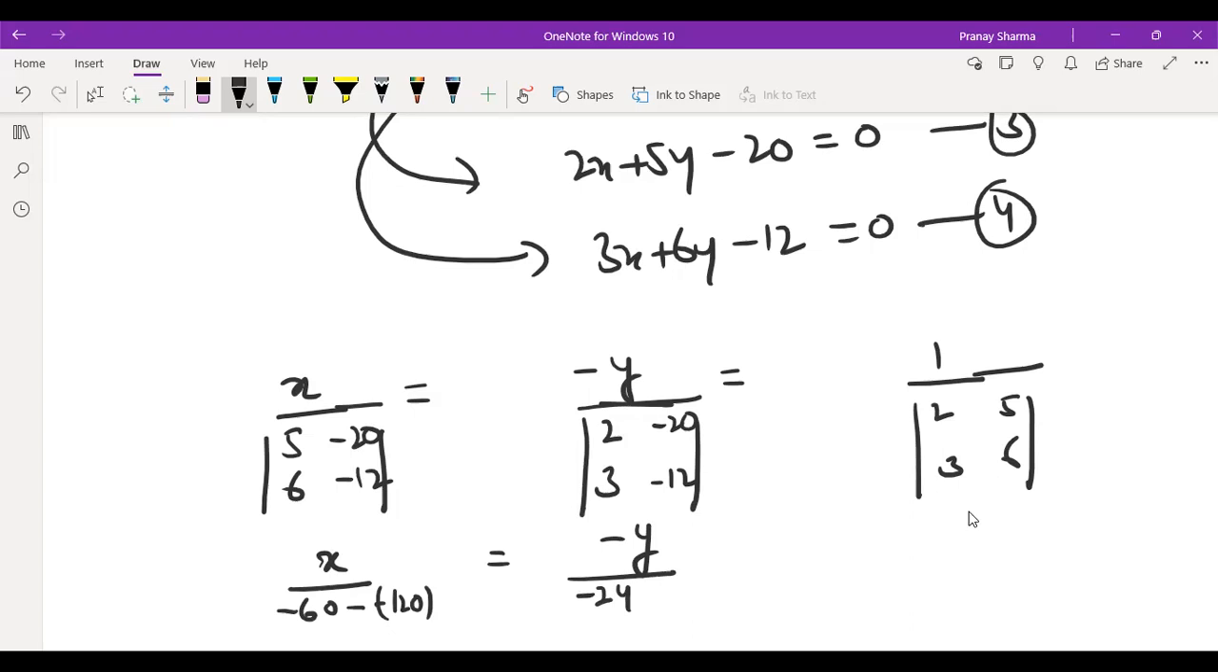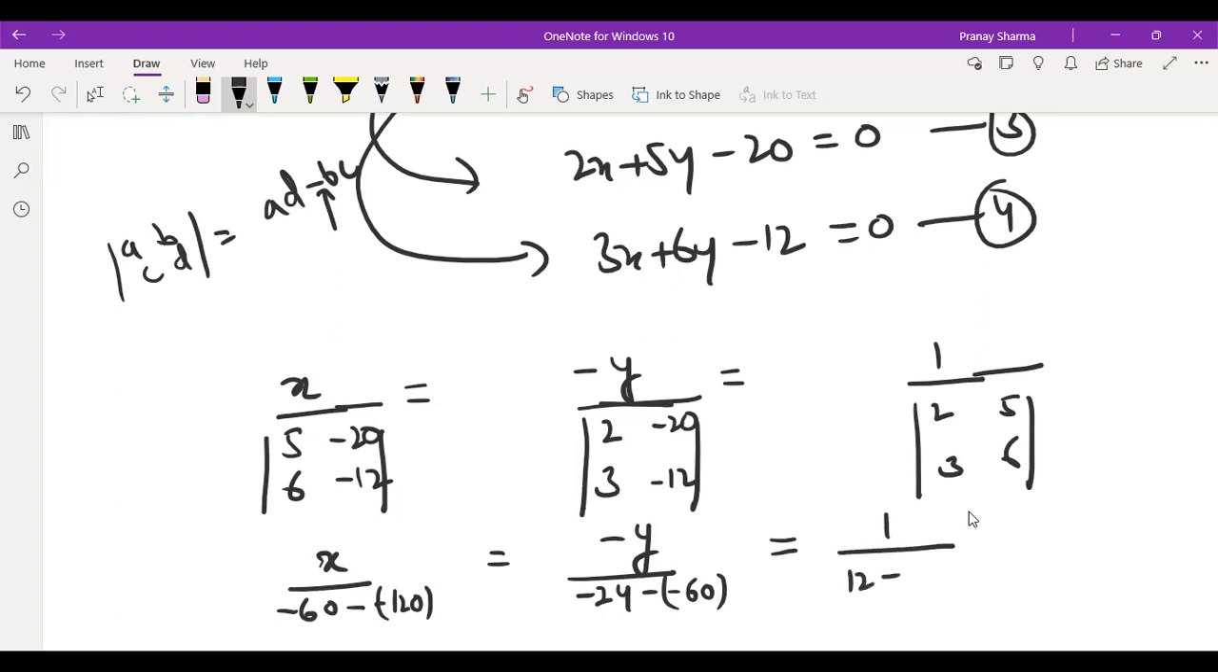And then we have 20 into 3. What is 20 into 3? 60. So we have negative of negative 60. Right? We need to have a negative. I told you that this is how we... okay, let me write it. It is AD minus BC. We need to have a negative here. This is how we calculate the magnitude. Right? Then we have 1 divided by, what is 6 into 2? 12 minus 15. I hope this is clear.